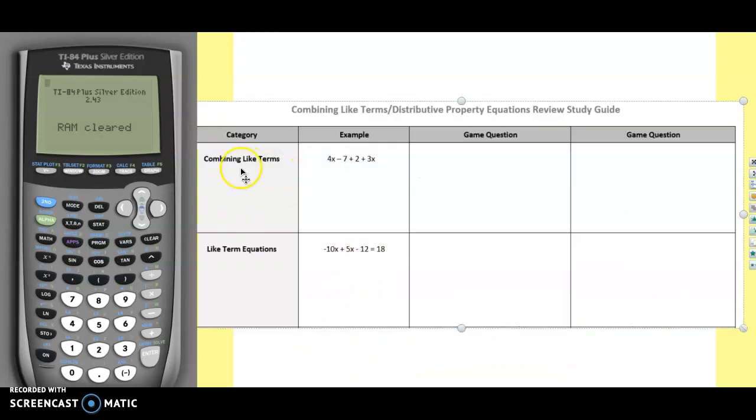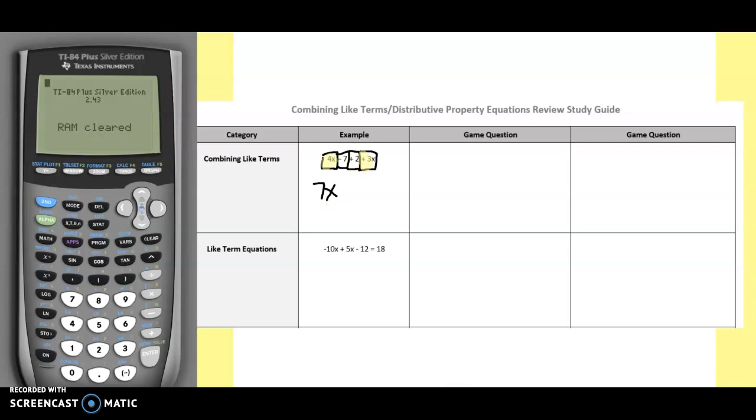All right, so let's take a look at combining like terms. Like terms, again, are terms that have the same variable raised to the same power. If we take a look at this first example here, we have 4x minus 7 plus 2 plus 3x. And again, terms are just those individual values that are lined up in a row. So we have a 4x, negative 7, positive 2, and a positive 3x. Looking to put like terms together, we've got two x terms. 4x plus 3x gives us a total of 7x, and we're using the signs that we see with those terms.